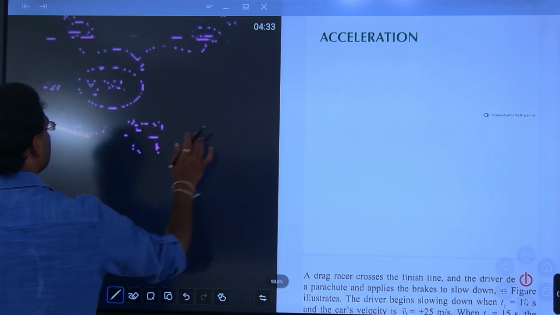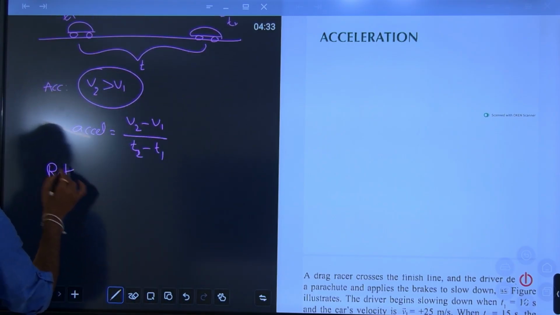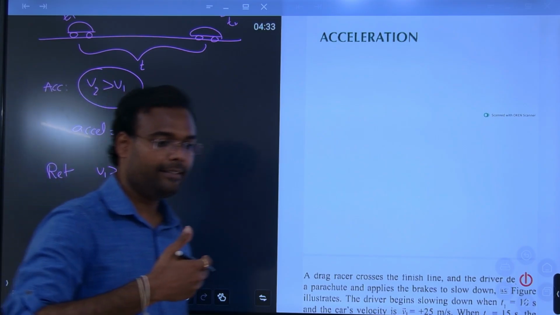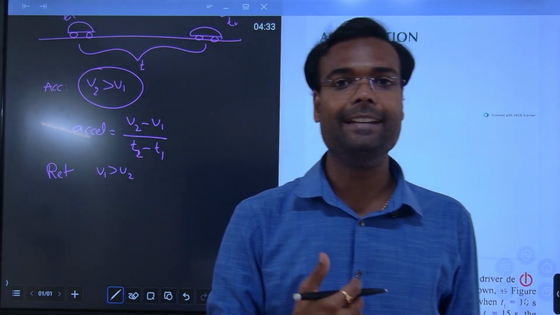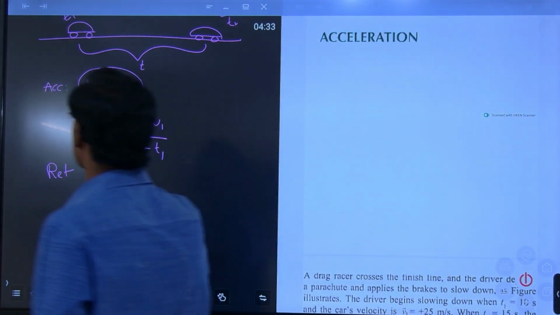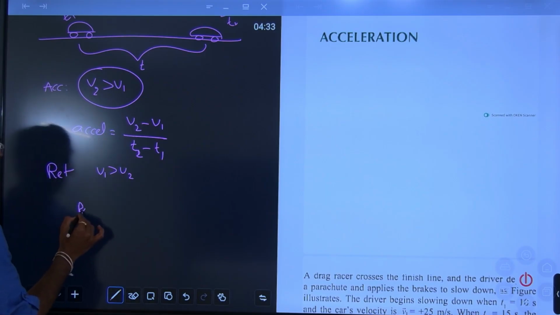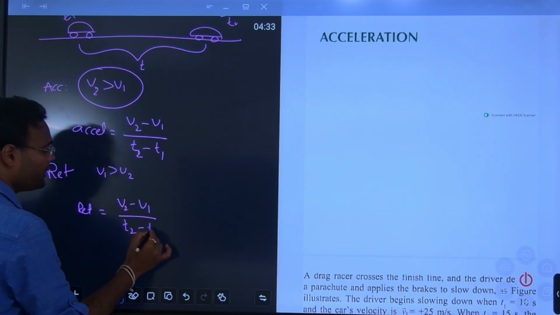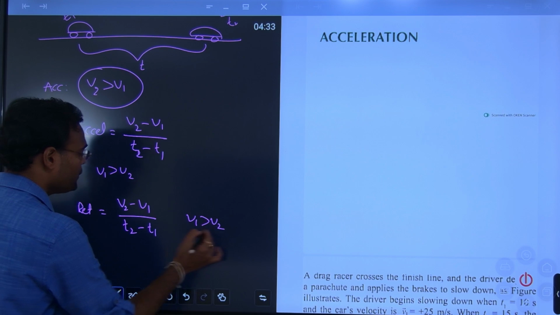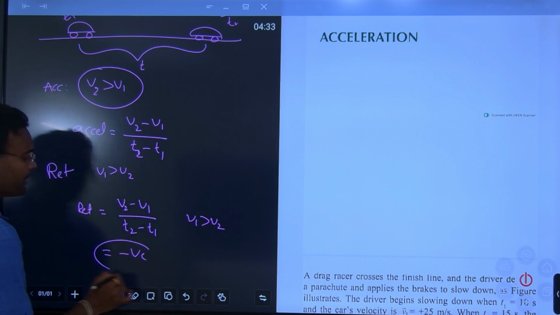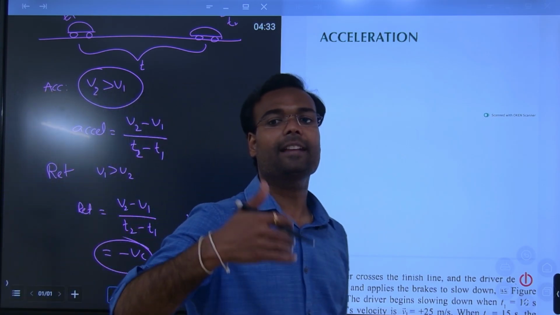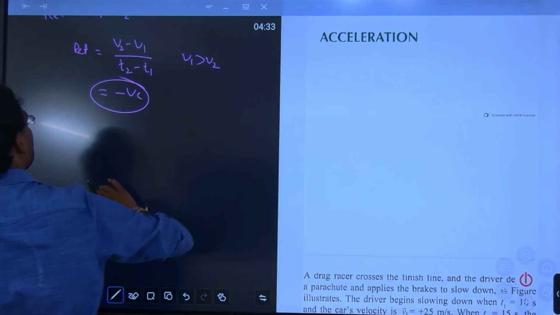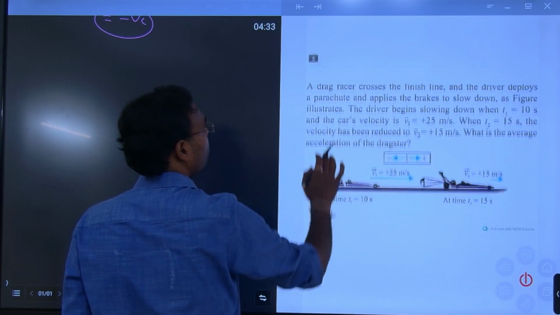Similarly, if v1 is greater than v2, that means as time passes, the object's velocity is decreasing with respect to the initial position. Then retardation is equal to v2 minus v1 by t2 minus t1 only. But as v1 is greater than v2, we will get a negative answer. Acceleration as negative is retardation.